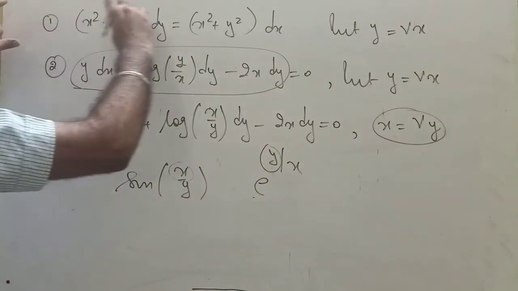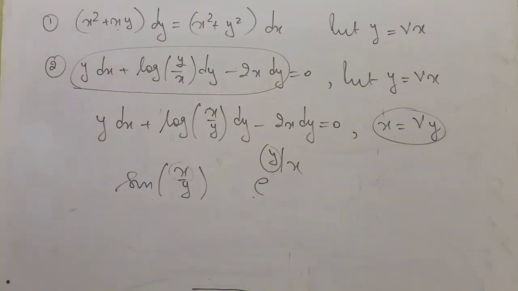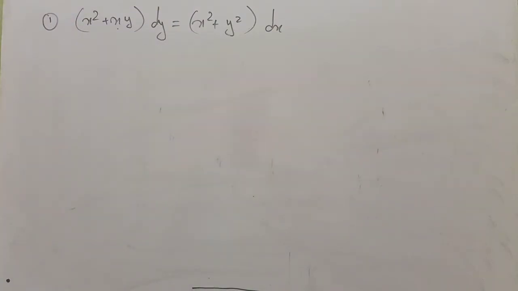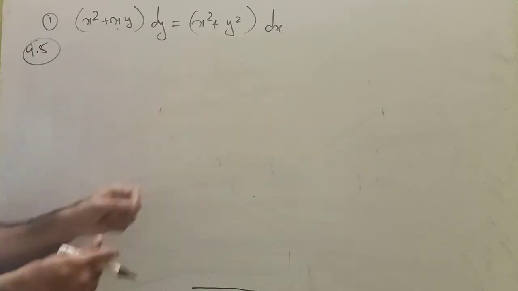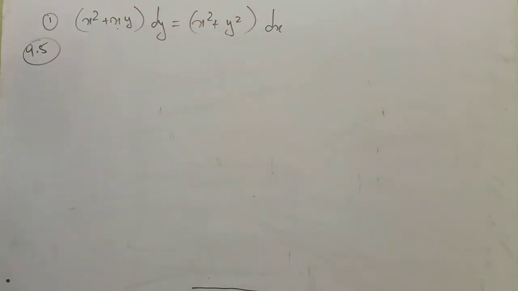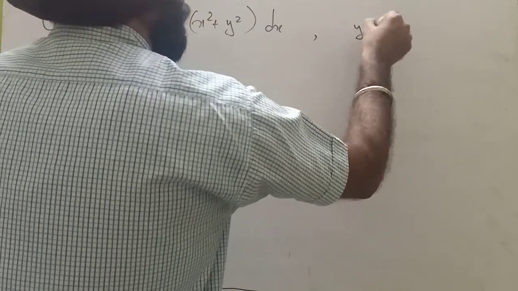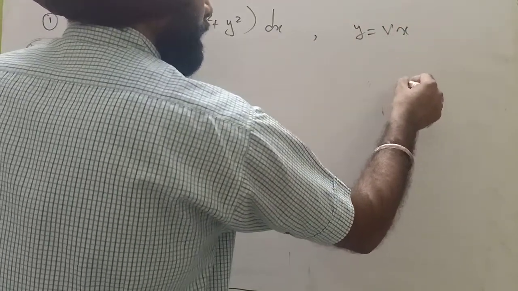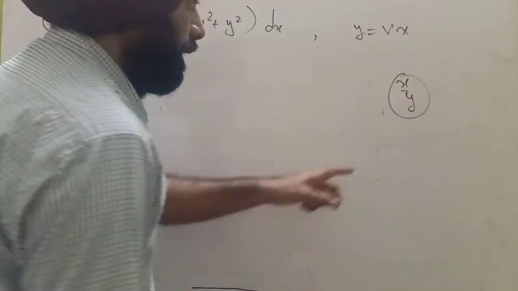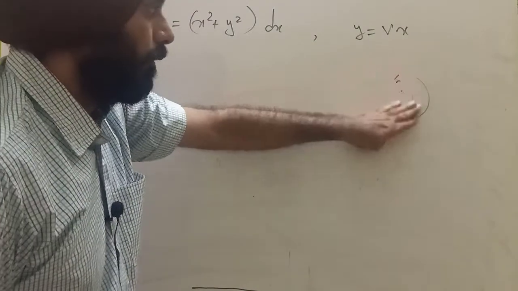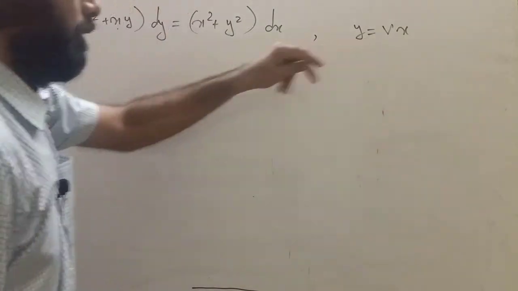So let us take the first question of NCERT 9.5 exercise. Solve this. You can see that degree is equal of every term, therefore it is a homogeneous equation. And in almost every question we will put y is equal to vx. Unless there is a term like x over y, we will put x. Now we have to put y is equal to vx.